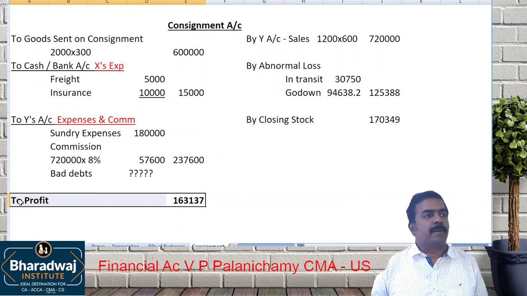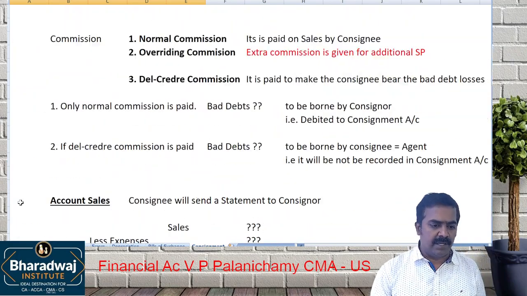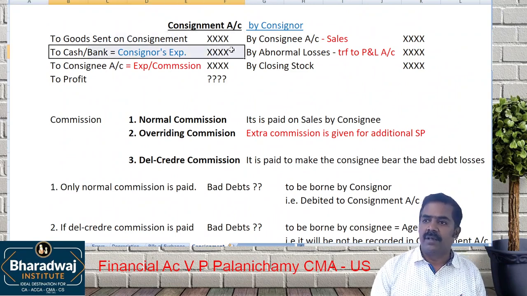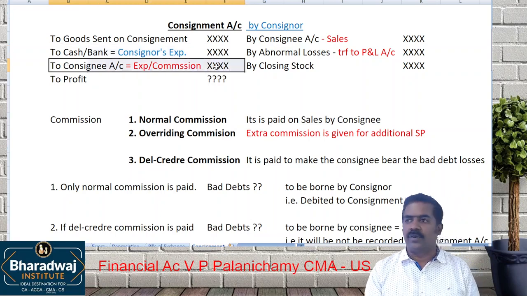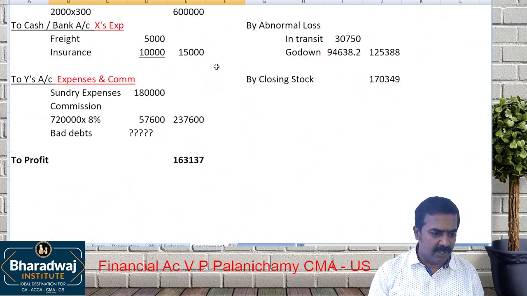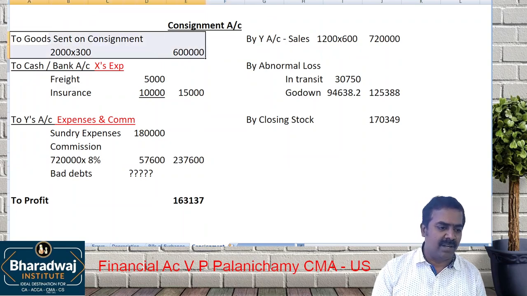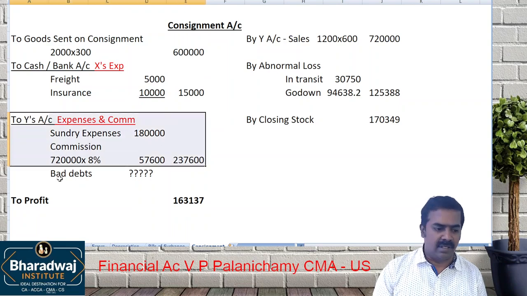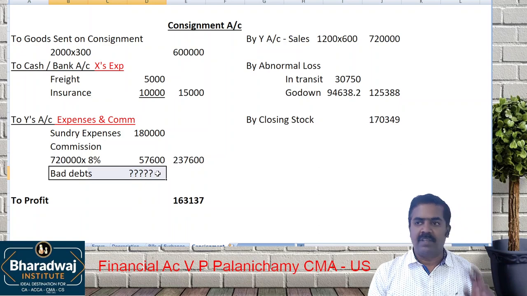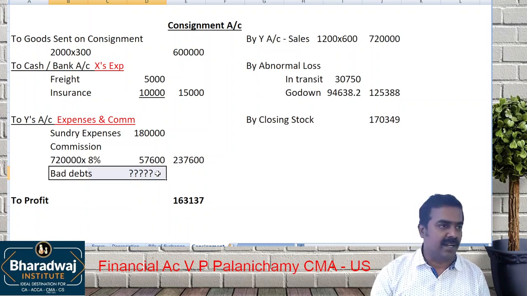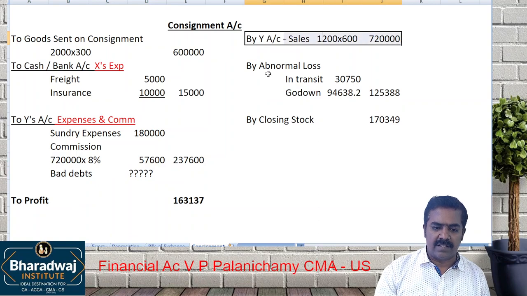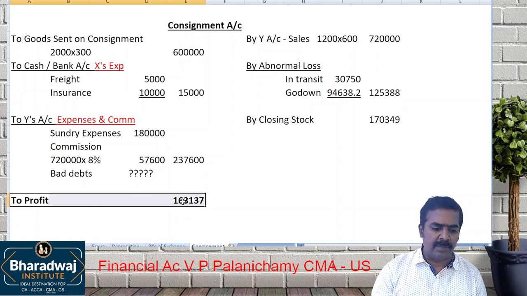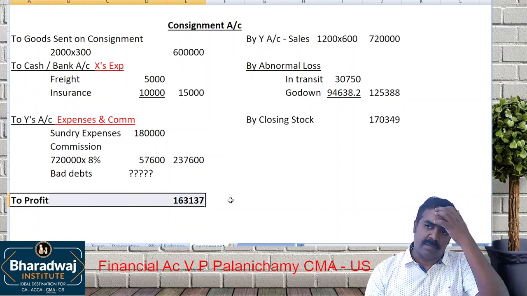Once again, for preparing the consignment account, listen, pay attention. To goods sent on consignment, we debit. To cash or bank, for which one? Consignor's expenses. To consignee's account for expenses and commission. That is what I have done here, nothing different. To goods sent on consignment, expenses of the consignor, then expenses of the consignee, and commission. Why is bad debt not recorded? We paid that extra 3% del credere commission. Sales is accounted, abnormal loss is accounted, closing stock is also accounted. When we tally, what do you get? Profit on consignment. Take up this.